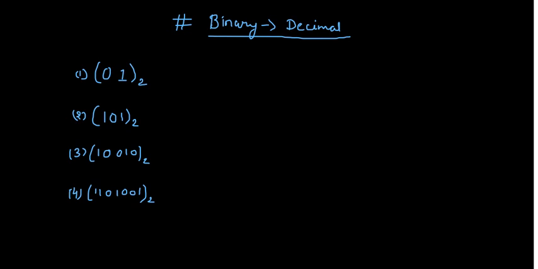How and in which format are we expecting our answer? This is the answer expectation we have, with index number 10 because that's decimal. So what are these numbers?